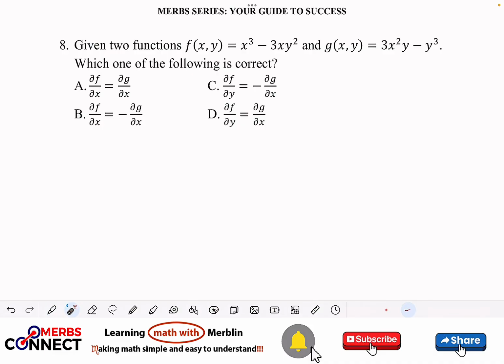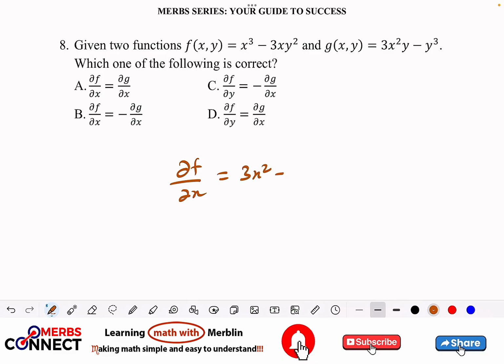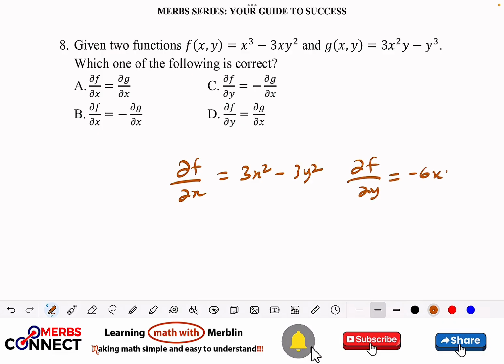Now, question 8 is saying that we have two functions. Which of the following is correct, right? Okay, so let's try and see. First, let's differentiate f with respect to x. What are we going to get? 3x squared minus 3y squared. Let's differentiate it again with respect to y. We are going to get minus 6xy.